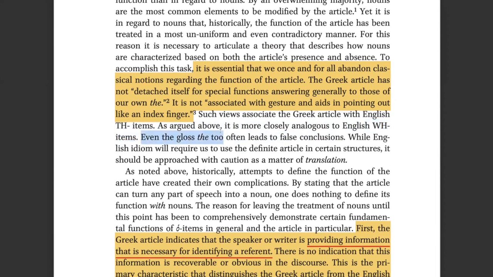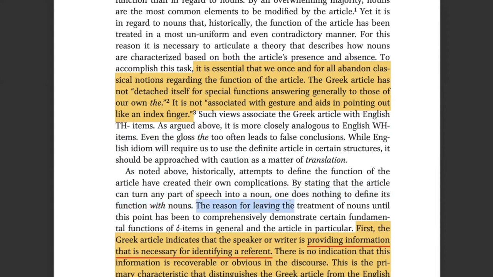Even the gloss the too often leads to false conclusions. While English idiom will require us to use the definite article in certain structures, it should be approached with caution as a matter of translation. So I think what he's saying here is that you can use the English idiom, but beware that it may lead you to false conclusions. As noted above, historically, attempts to define the function of the article have created their own complications. By stating that the article can turn any part of speech into a noun, one does not define its function with nouns. So we just read that in the previous chapter we looked at.